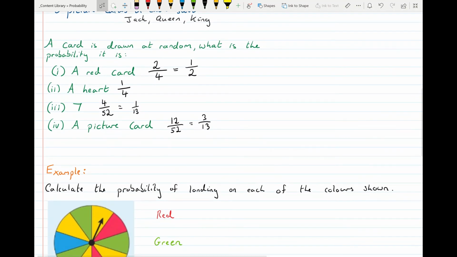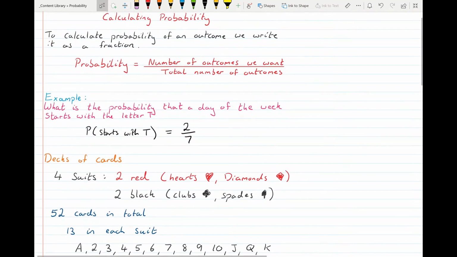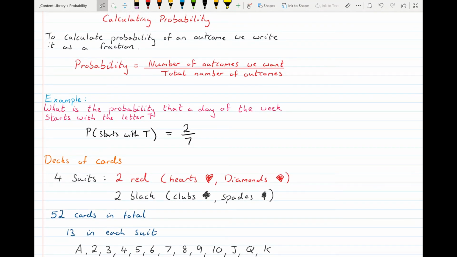Now, you won't have to be looking at cards too much. If you're okay with examples like the days of the week and things like that, that'll be fine for now. It is good to kind of start getting familiar with cards, so no better time than now. Maybe ask someone at home to show you how to play a game of cards, maybe a game of 25 or something like that.